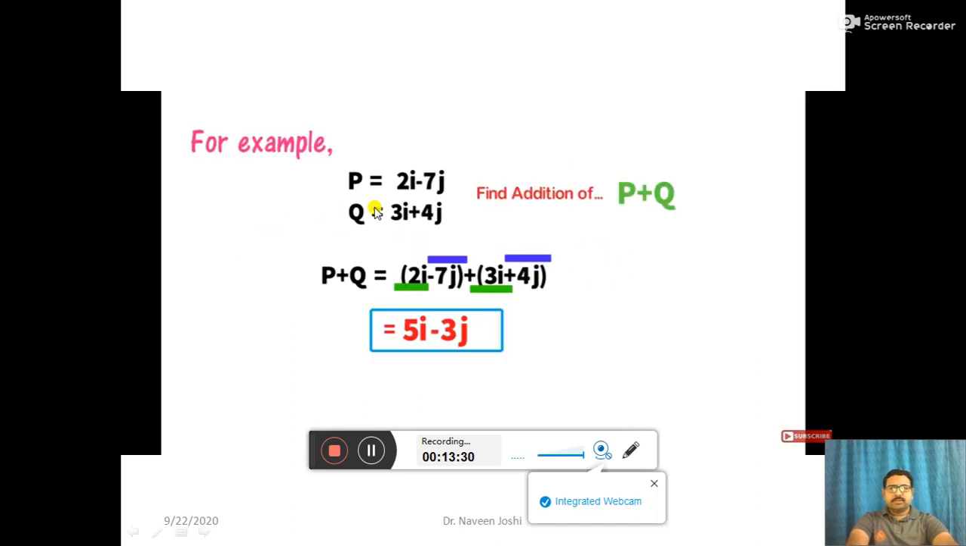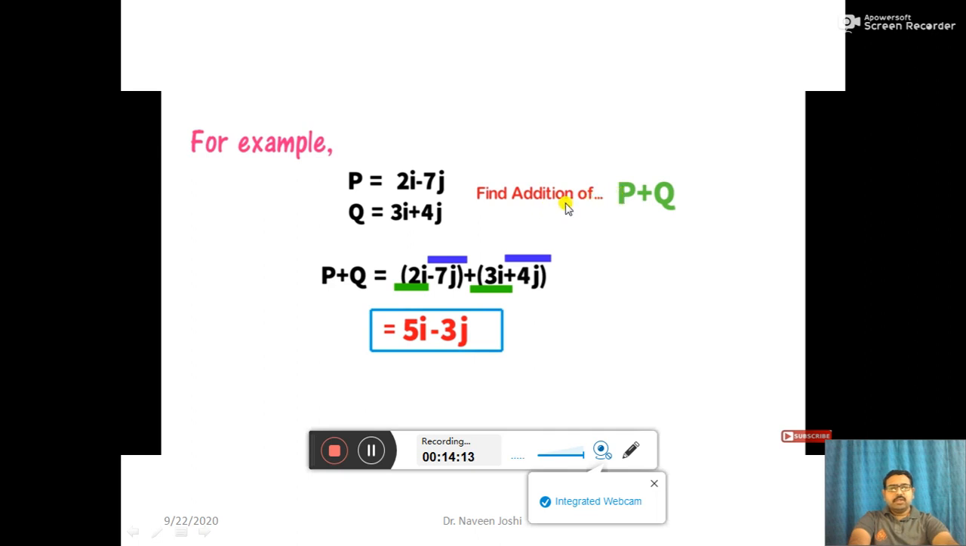Example: capital P equals 2i minus 7j, capital Q equals 3i plus 4j. Usually we represent vectors as, suppose, capital F equals ai plus bj plus ck. Here i, j, k represent the unit vectors, so that is showing a three-dimensional plane. i represents the x-axis, j represents the y-axis, k represents the z-axis. In this example we have taken only a two-dimensional case, that is P equals 2i minus 7j, vector Q equals 3i plus 4j.